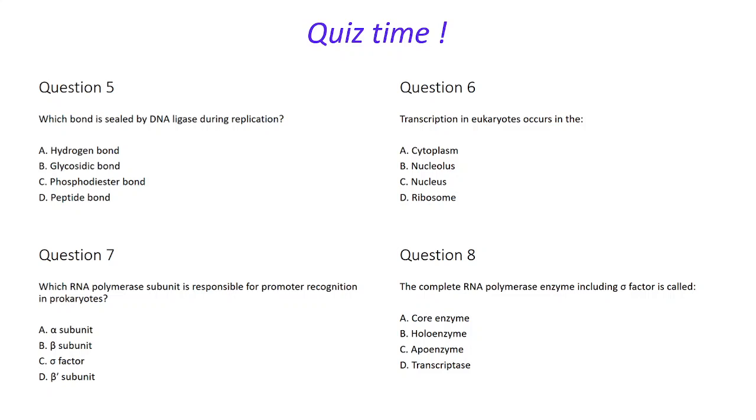Question 8, the complete RNA polymerase enzyme including the sigma factor is called core enzyme, holoenzyme, apoenzyme, or transcriptase? Yes, it's the holoenzyme, the whole enzyme. The core enzyme has only 2 alpha, beta, and beta dash. With the sigma, it's known as the holoenzyme.